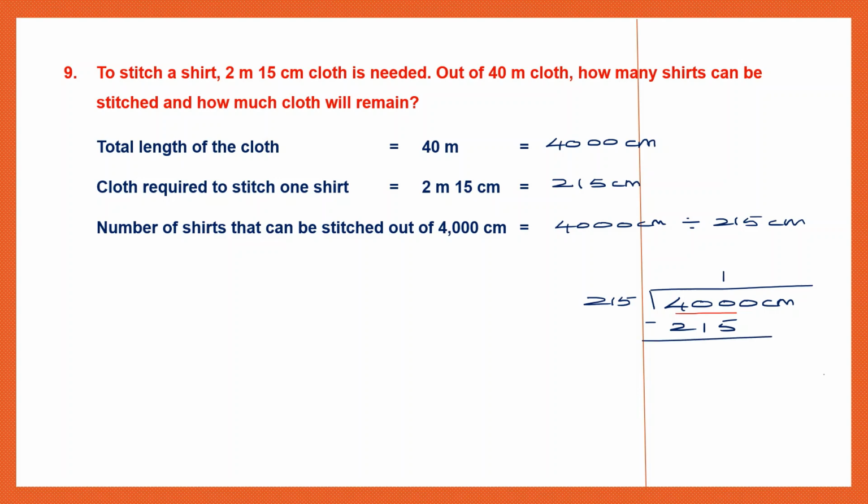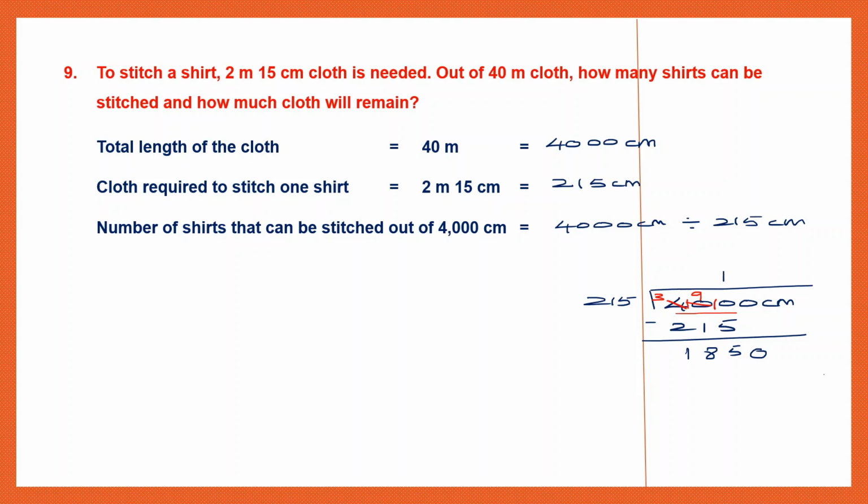Let's subtract this. So when you subtract 0 minus 5, you can't do. We're going to borrow from here 3. This is 10, 9, 10. 10 minus 5 is 5. 9 minus 1 is 8. 3 minus 2 is 1. So we have 185. And let's bring down the next 0.